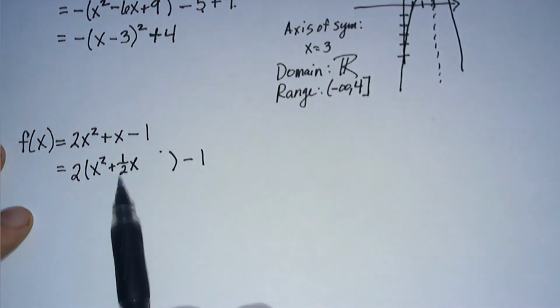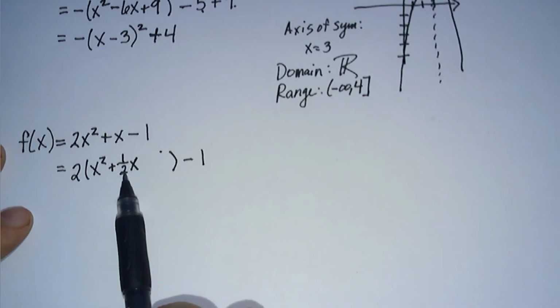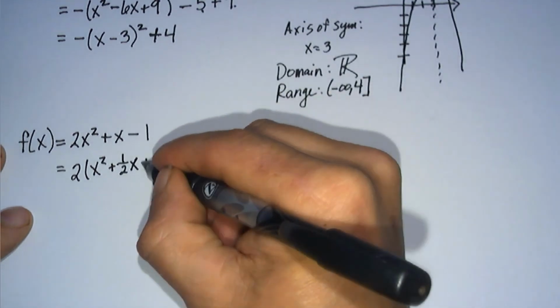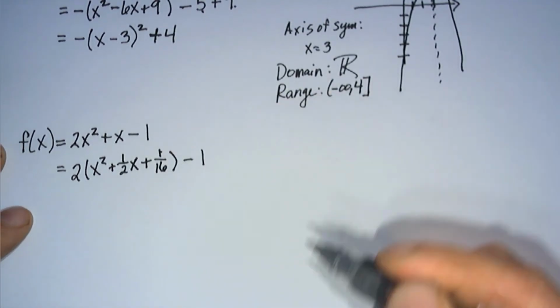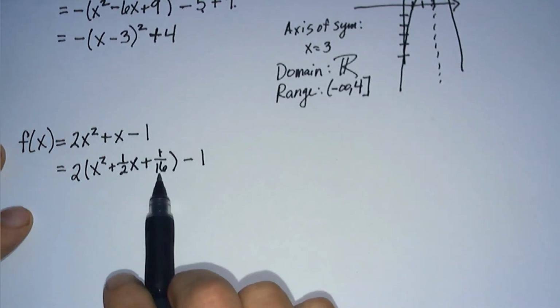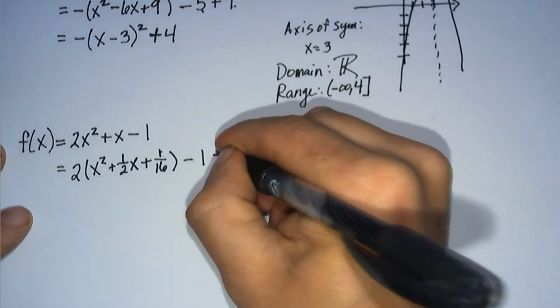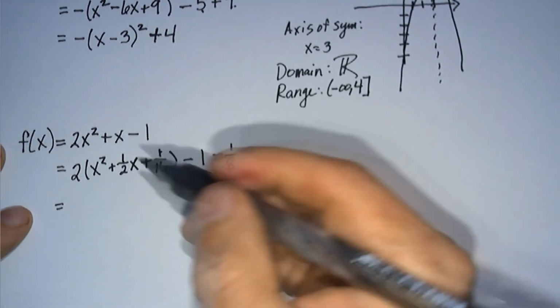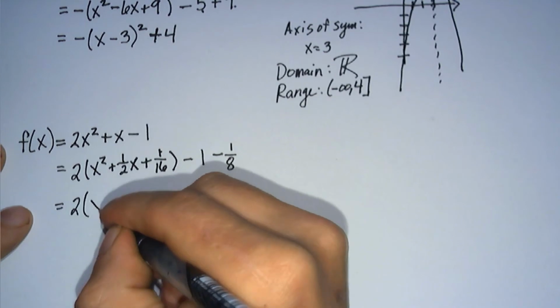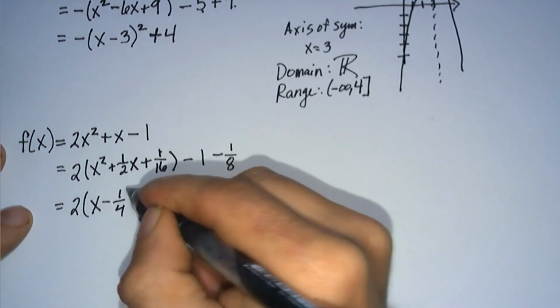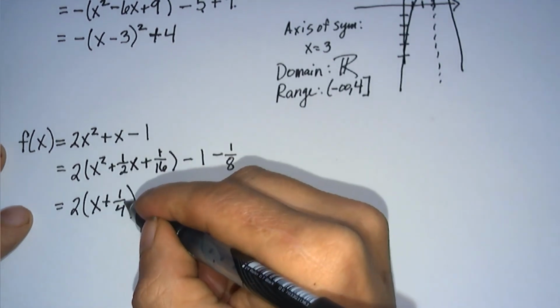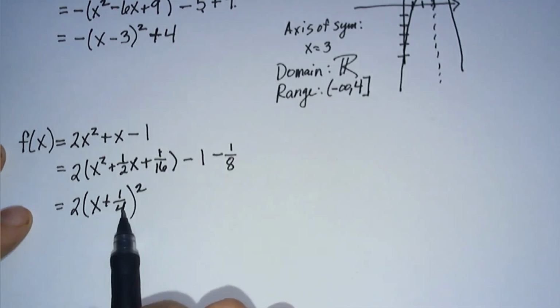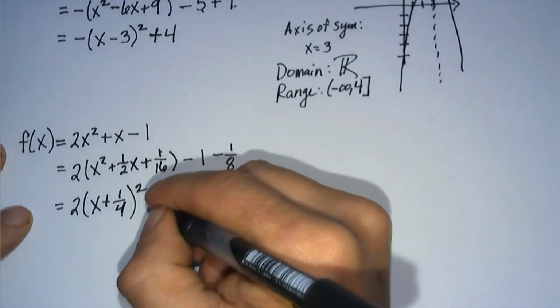Okay, so what are we squaring here? We're squaring half of 1/2. Half of 1/2 is 1/4, and 1/4 squared is 1/16. But I didn't add 1/16, I added 1/8. So we're going to take away 1/8. So now this becomes 2 times x plus 1/4 squared, because I squared 1/4, right? Minus 9/8.